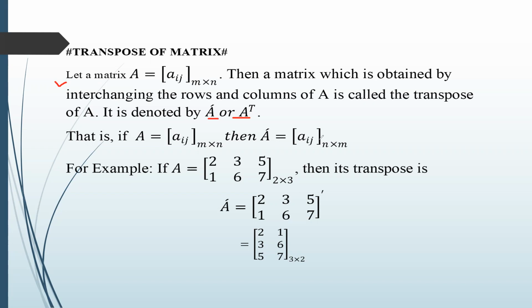So is that clear? For example, if A equal to 2 3 5, 1 6 7 of order 2 by 3, then its transpose we can write as this. Now we make rows into columns. So the first row is 2 3 5 and the second row is 1 6 7, so these will be columns. So here the transpose matrix is of order 3 by 2. So is that clear how we can find the transpose of a matrix? Okay.